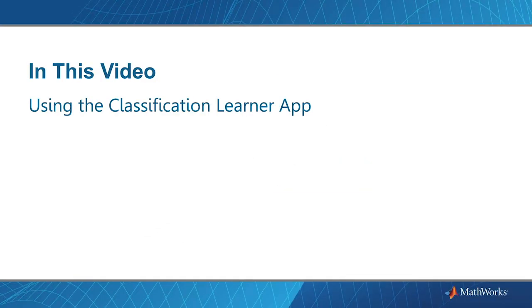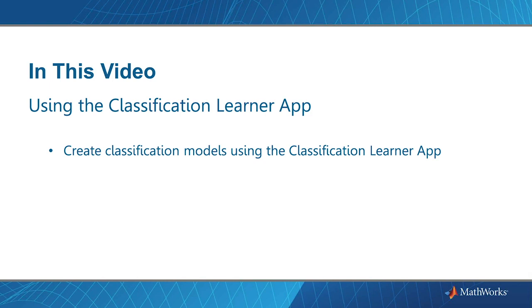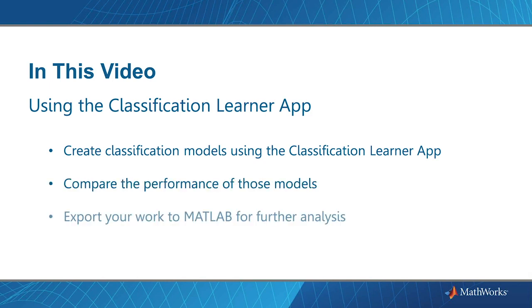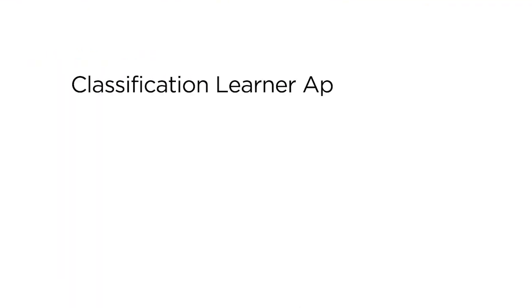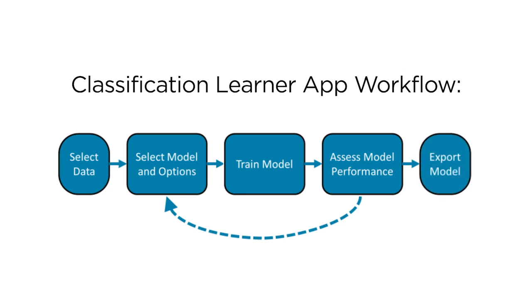In this video, you will create classification models using the Classification Learner app, compare the performance of those models, and export your work to MATLAB for further analysis. The Classification Learner app uses the same workflow as the Regression Learner app. Once you have selected your data, the app enables you to iterate through the process of choosing, training, and assessing your model before exporting to MATLAB.